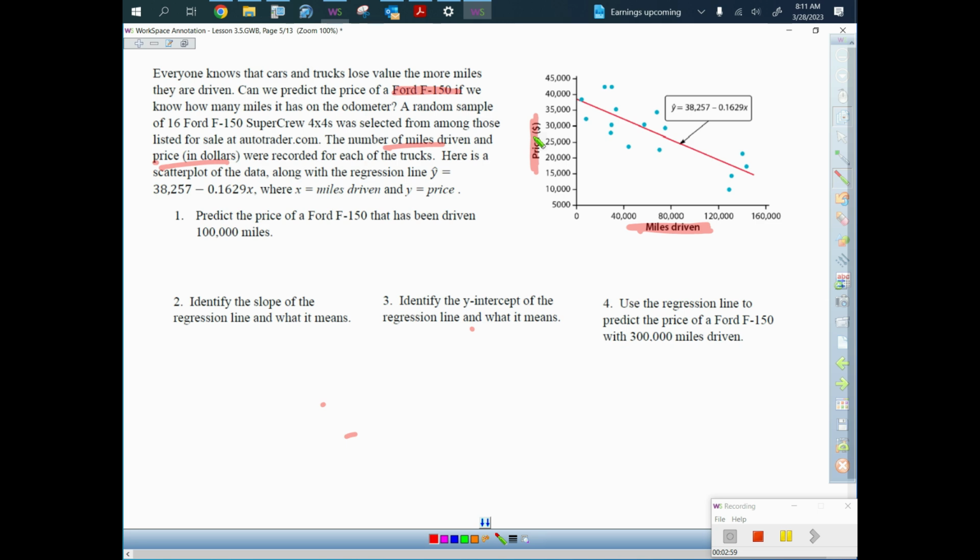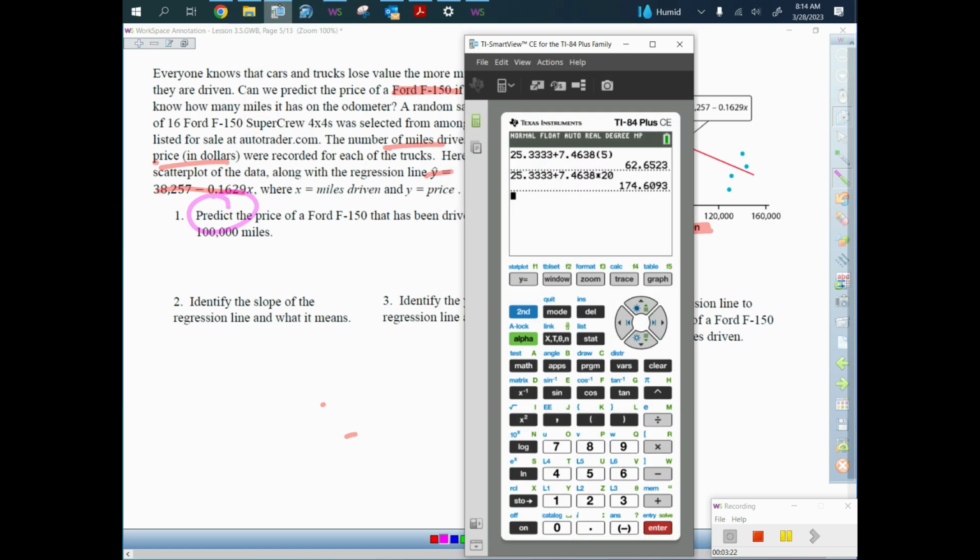They put it all into the applet and did the regression line, and it turned out to be this equation: y hat equals this, where x is miles driven and y is price. Here's a magic word: predict. Predict means you're going to use that equation. Predict the price of a Ford F-150 that has been driven 100,000 miles.